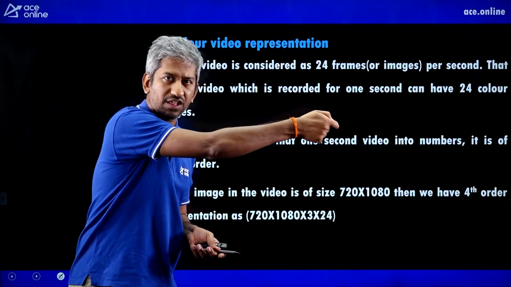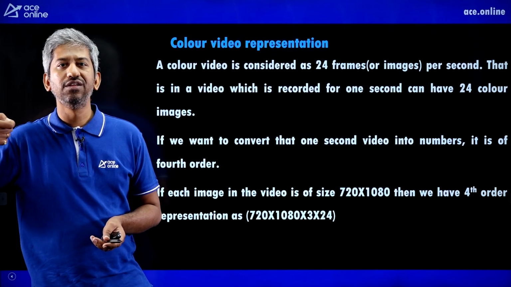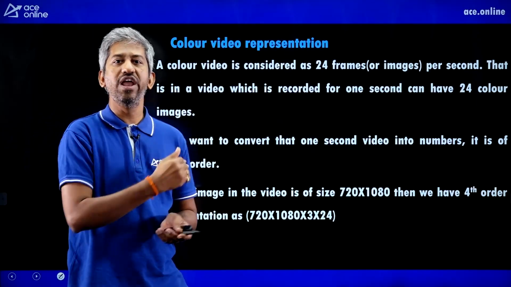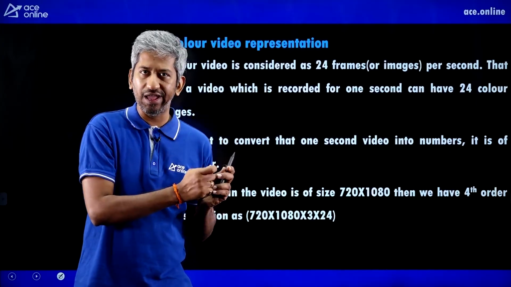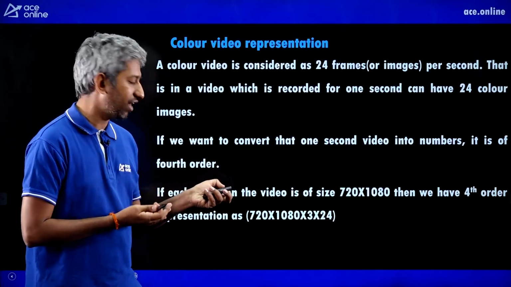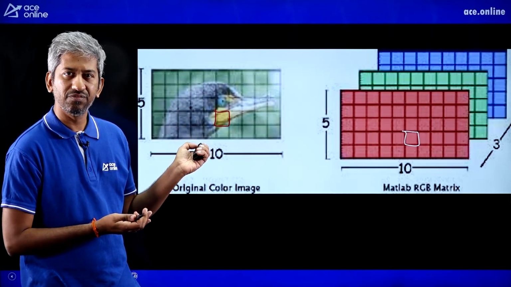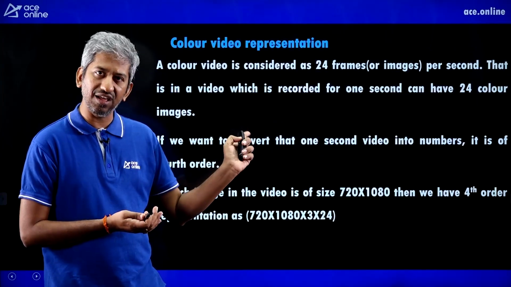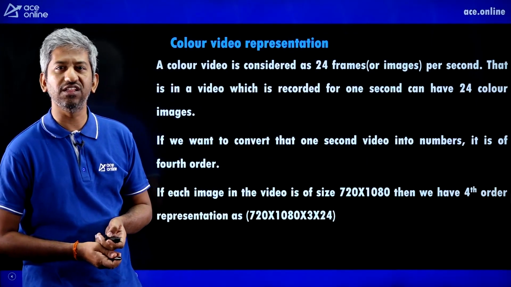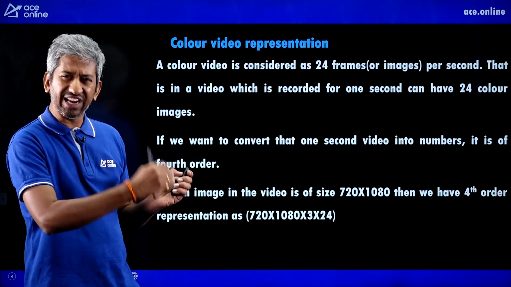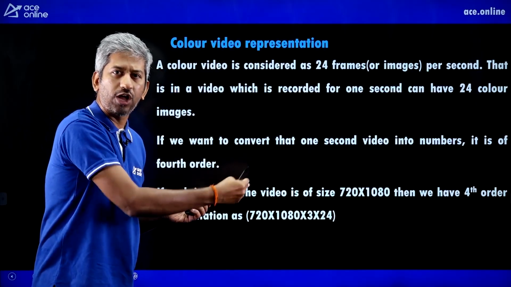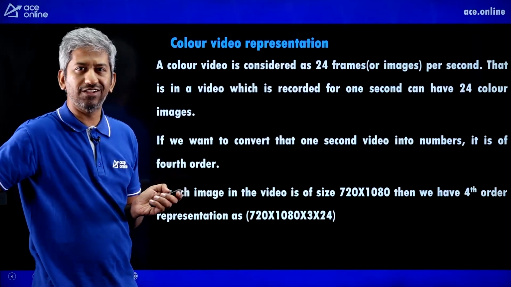Those 24 images are pulled together and played for 1 second. That gives you the feel of continuous playing, the feel of video. So in a way, video data is nothing but color image data. How many images are there in 1 second? 24. If I want a 1 minute color video, that will be 24 multiplied by 60, right? So the data complexity is increasing as we change from grayscale to color image to video.